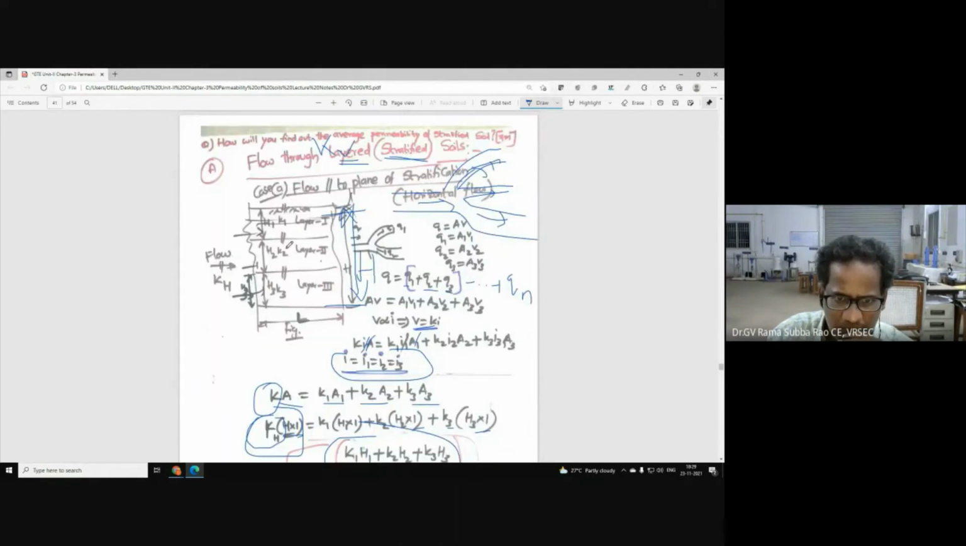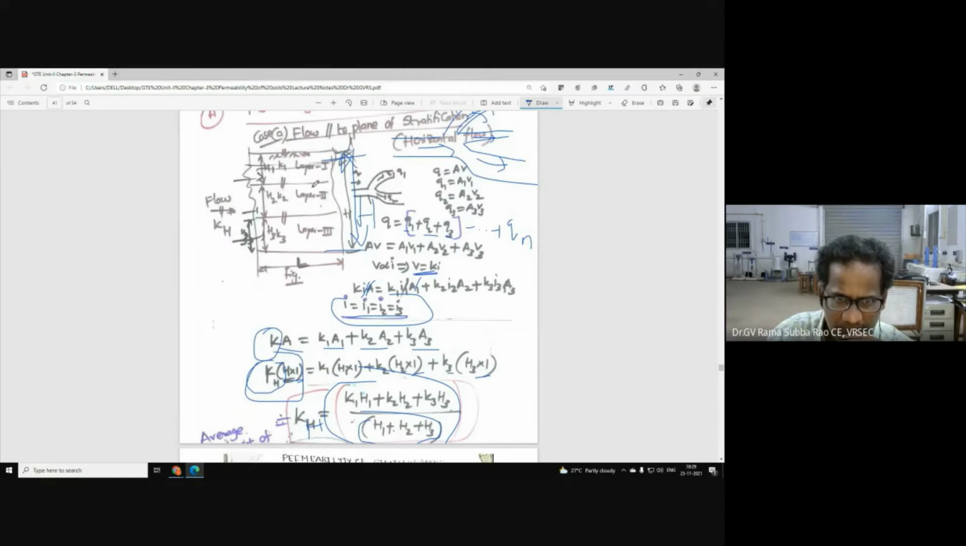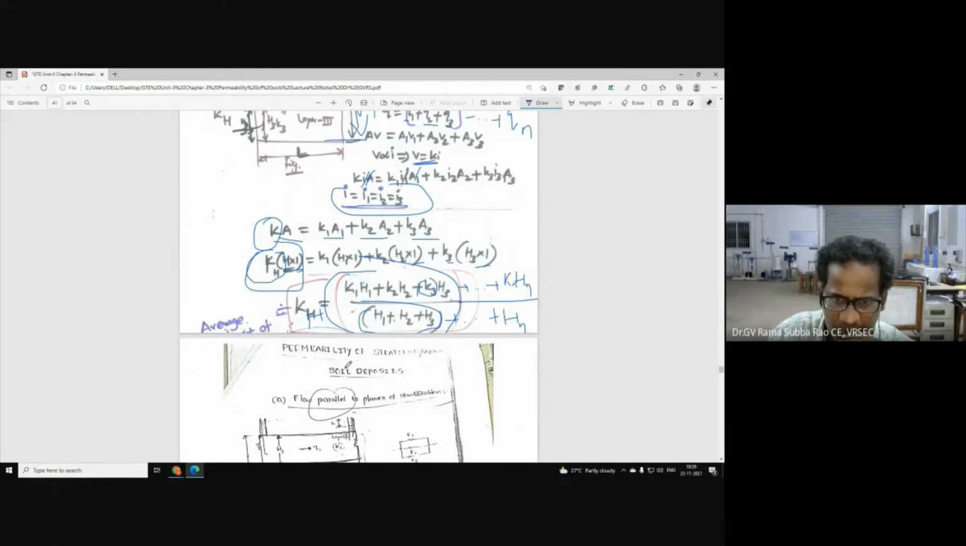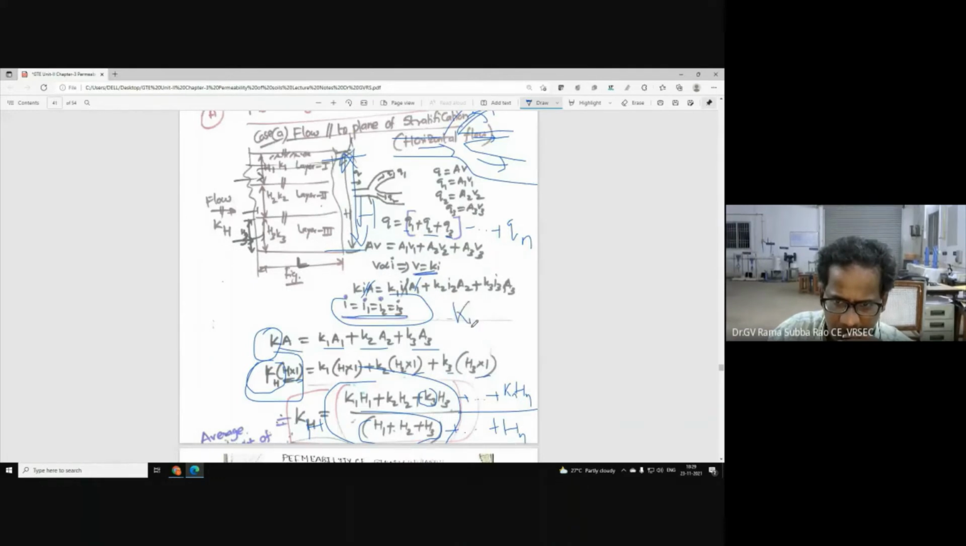K2 is the permeability of the soil for layer 2. K3 is the permeability of soil for layer 3. On similar lines, you can extend up to n layers, plus Kn into Hn. So now this is the equation. In a beautiful way, you can represent KH is equal to sigma i=1 to n Ki Hi by sigma Hi.